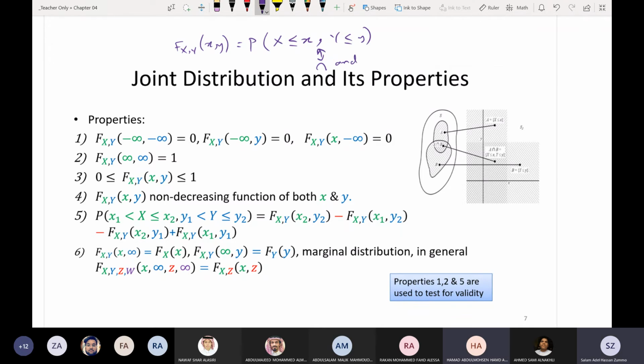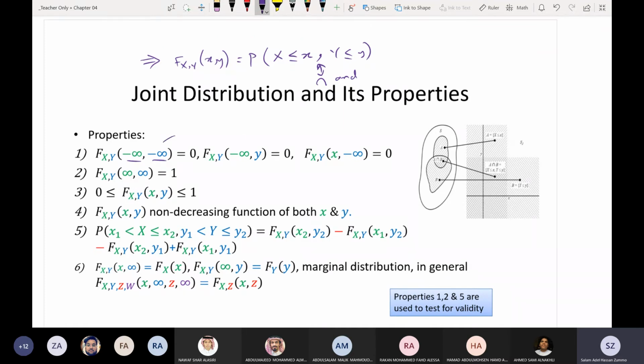Okay. So basically, this is the joint CDF. Now let's talk about its properties. Our property is: what is the value of F_XY at minus infinity and minus infinity? Before saying anything, we always go to the definition. Simply I'm asking here: what is the probability that X is less than minus infinity and Y less than minus infinity? This is equal to 0. X cannot be less than minus infinity and Y cannot be less than minus infinity. Is that clear, guys?